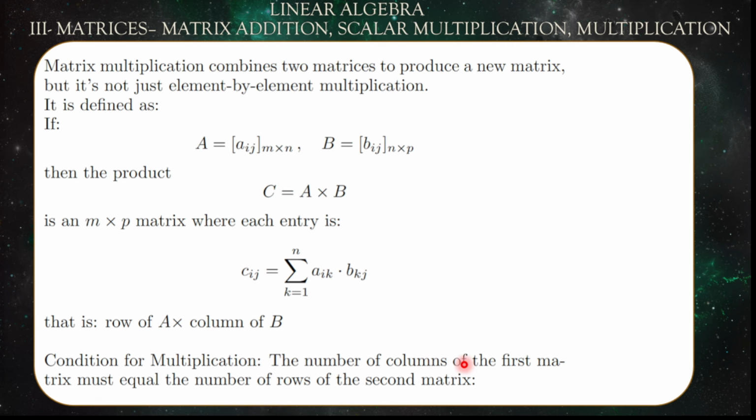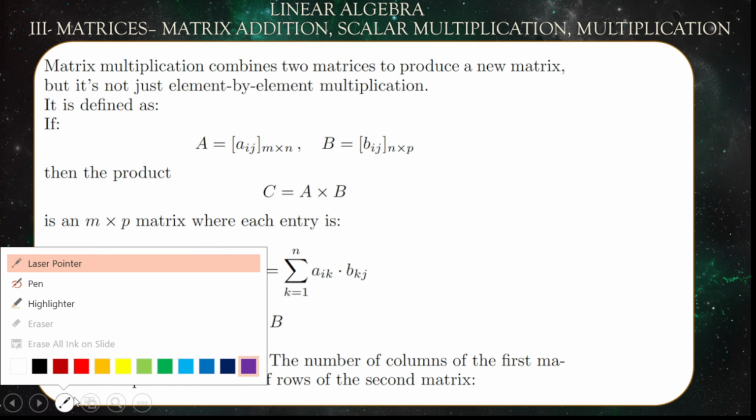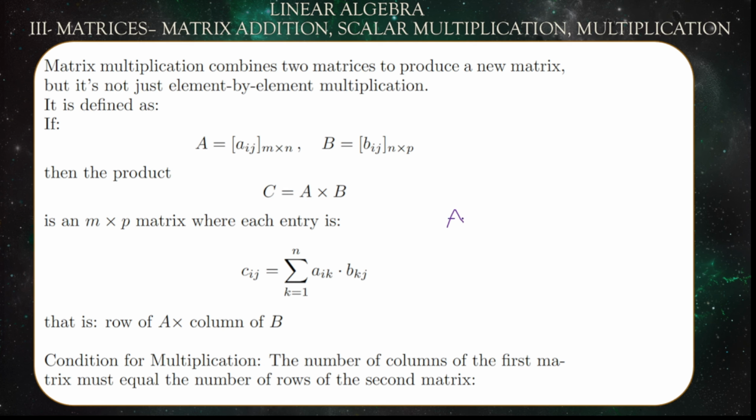Condition for multiplication: the number of columns of the first matrix, okay, should be equal to the number of rows of the second matrix. So let me give you an example. Let's say you have A is equal to 1, 2, 3. B is equal to 1, 0, 1. Okay, so A times B is equal to, you have this, okay, multiplied by this.